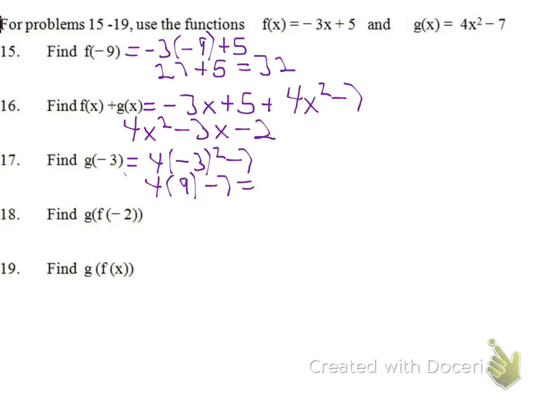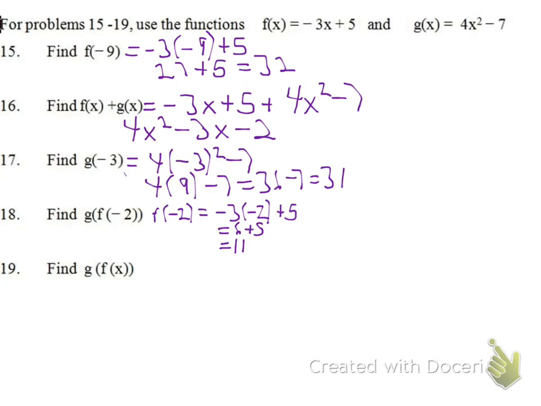4 times 9 is 36. Minus 7 is 31. For our composition problem, we need to find f of negative 2 and then plug that in to g. So f of negative 2, we'll start there, is negative 3 times negative 2 plus 5, or 6 plus 5, which is 11.